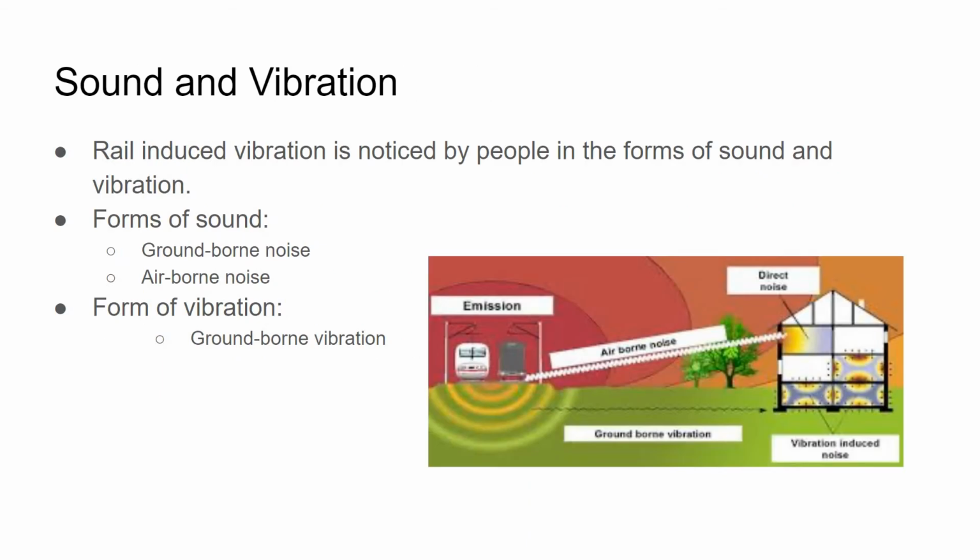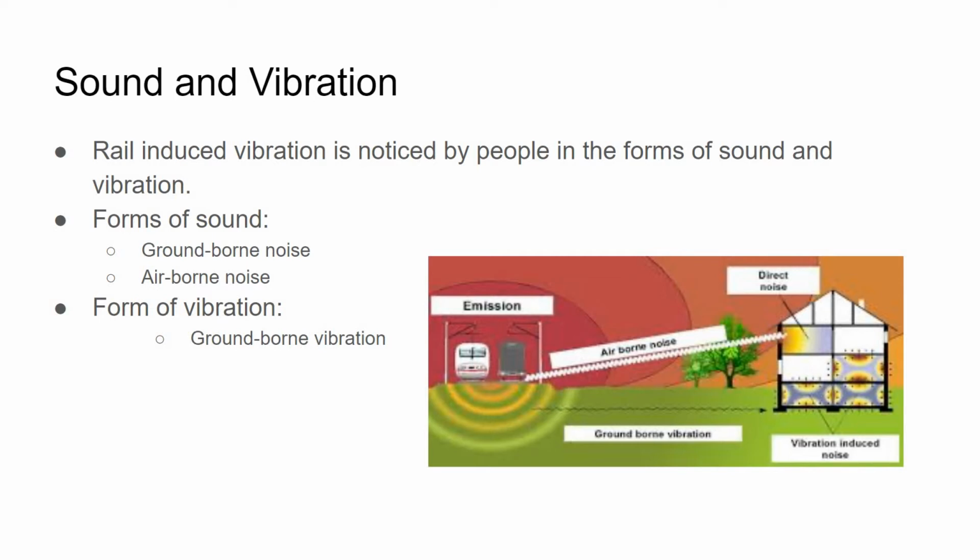Ground-borne noise, also known as vibration-induced noise, is defined as noise generated inside a building by ground-borne vibration generated from the passing of a vehicle on rails. Airborne noise is generated by the wheel-to-rail contact as well as the additional equipment on board the train. For high-speed traffic, aerodynamic noise may also be relevant.